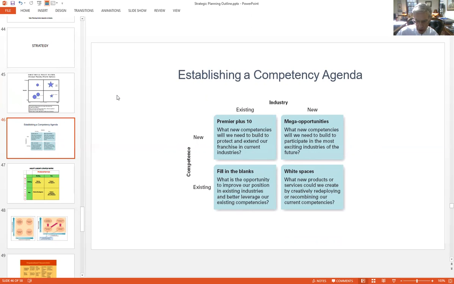And you can see that, again, what we're asking is not only where is the industry today, but where do we think it's going to be in the future? And what kind of competences do we have today? What competences might we need in the future? And depending upon which of these combinations you're dealing with, you're going to need to develop new kinds of competences.